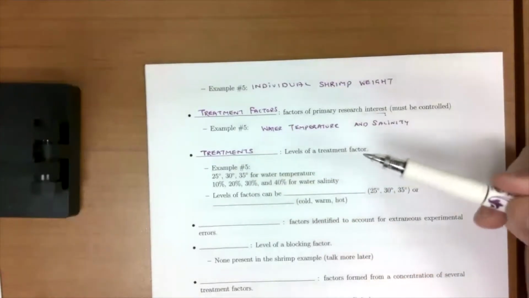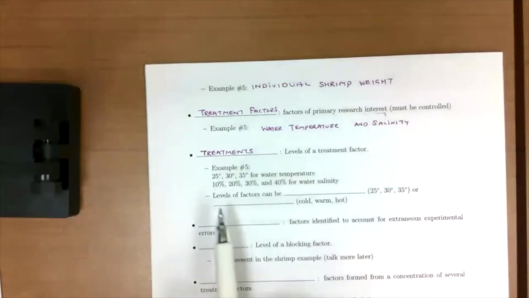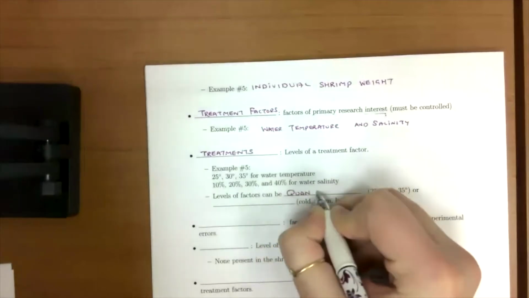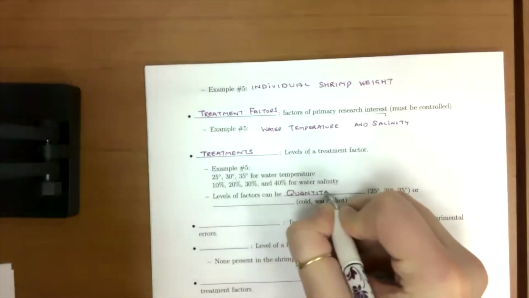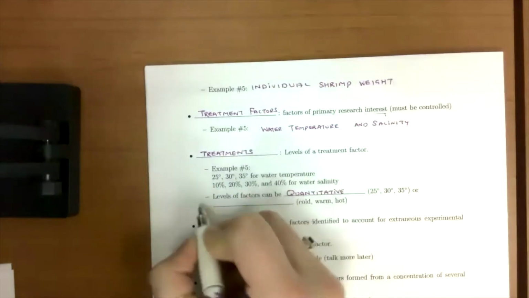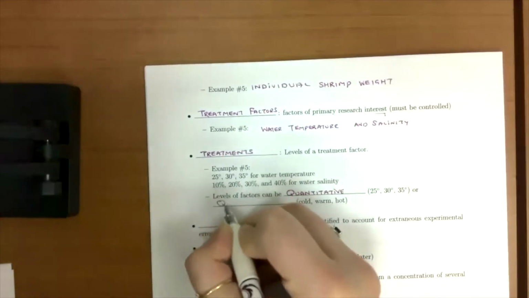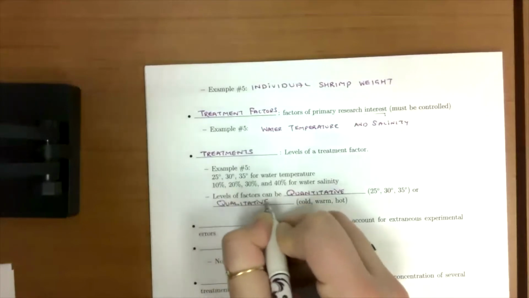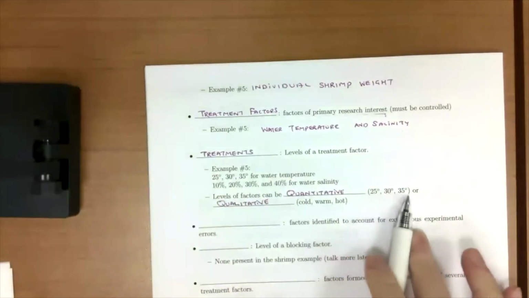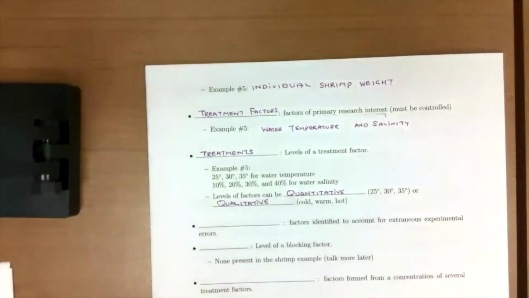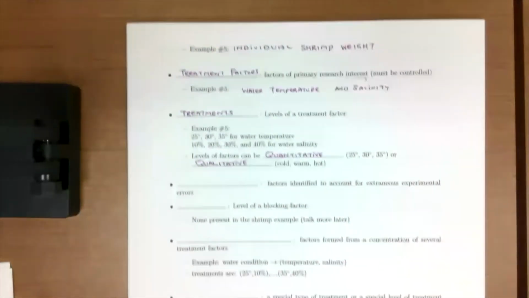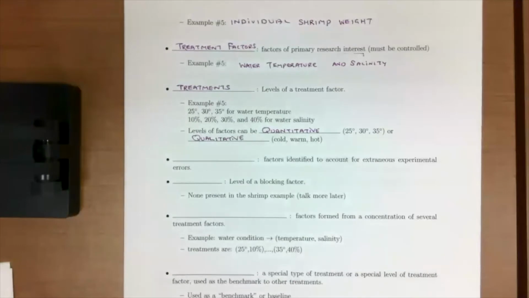Okay, now factors or levels of these factors can either be quantitative or qualitative. So we can have 20, 30, 35 degrees, or we can have cold, warm, hot. In our later examples, we're just going to have cold, warm, hot.